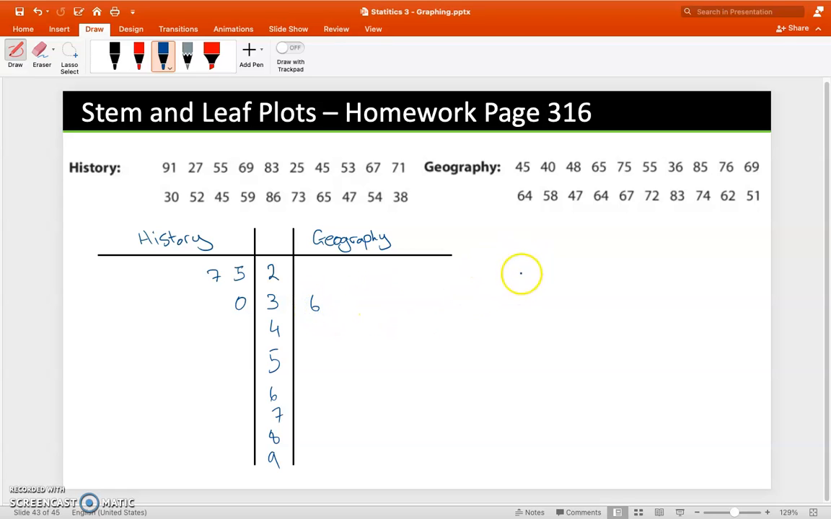and then try to find the median and the range and try to talk about those two. So I've just started it off. I'm pretty sure you guys can finish that.